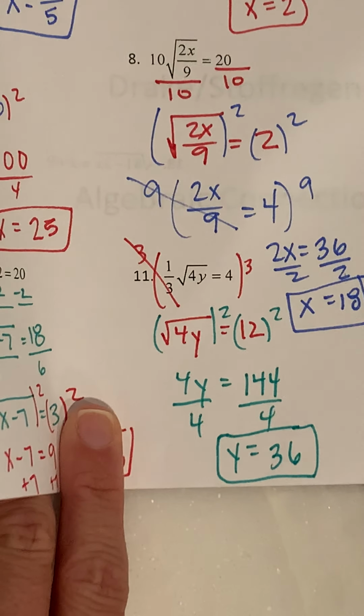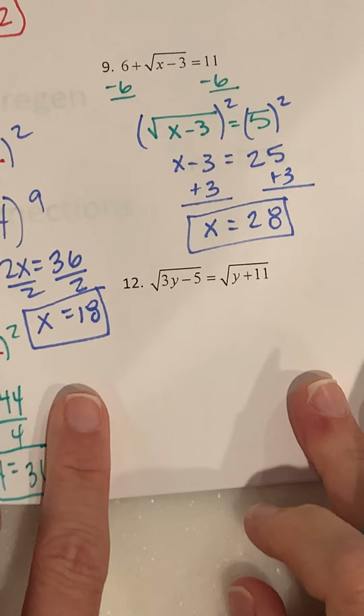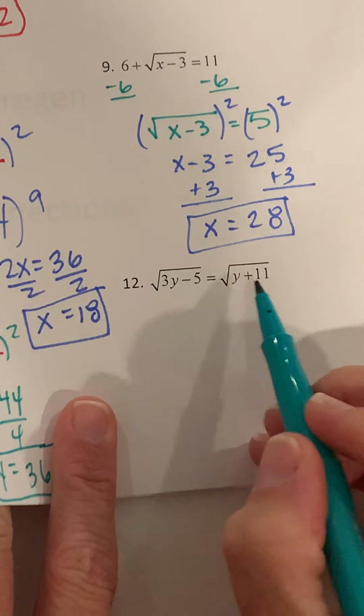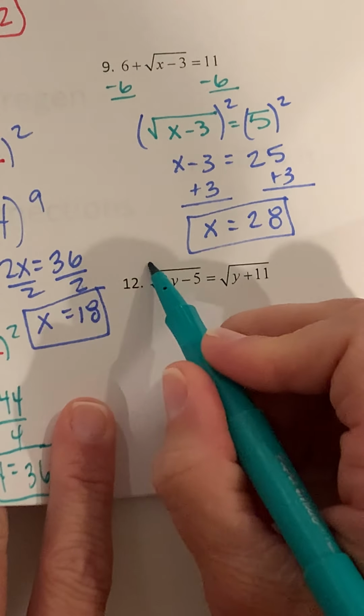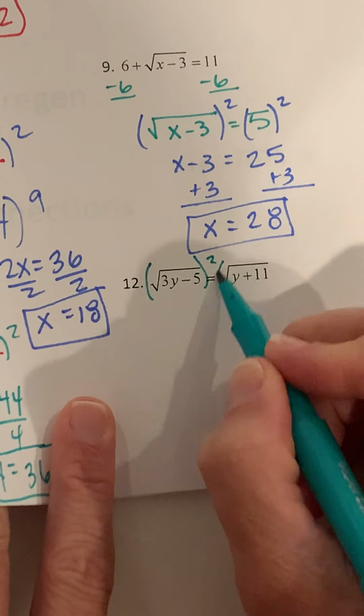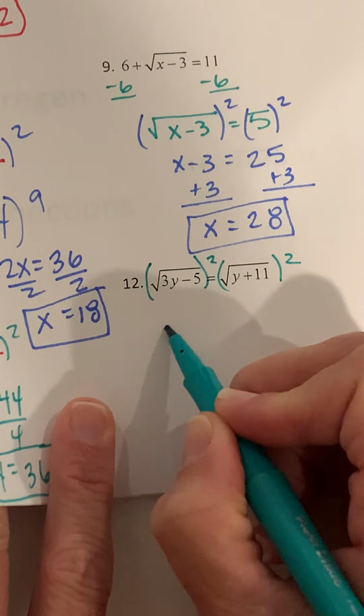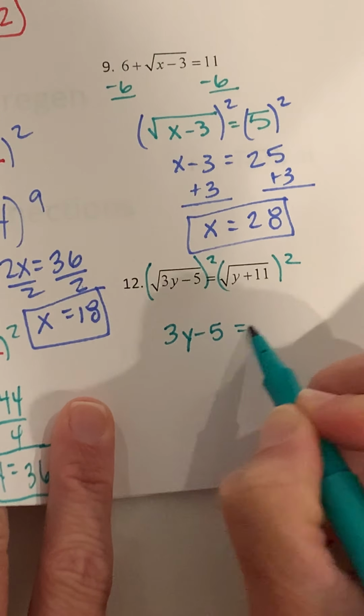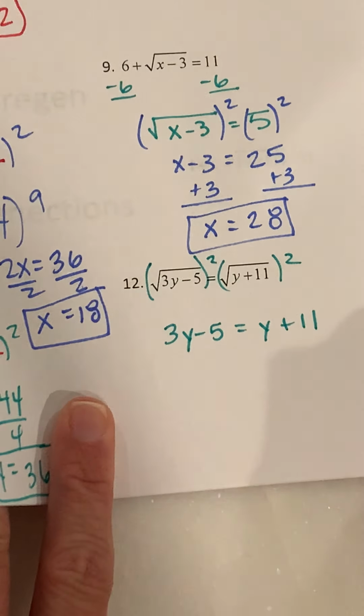Y'all doing okay? All right, last problemo. It's a square root on the left and on the right. They're both isolated, so y'all should like these. You're just going to square both sides and that gives 3y minus 5 equals y plus 11.